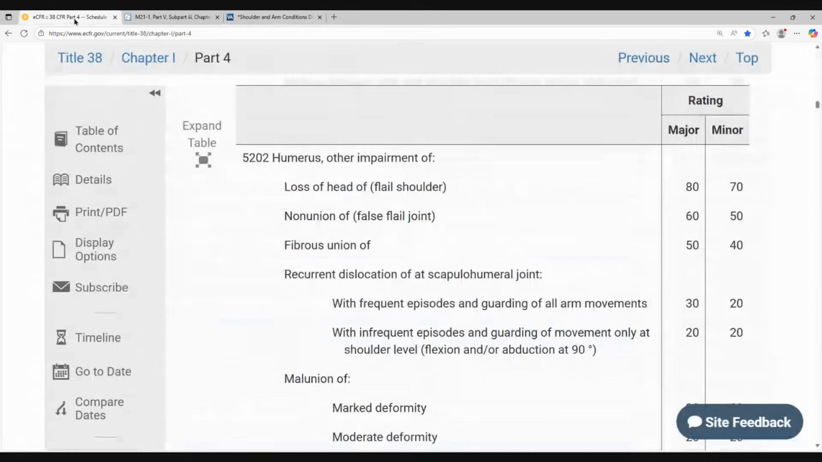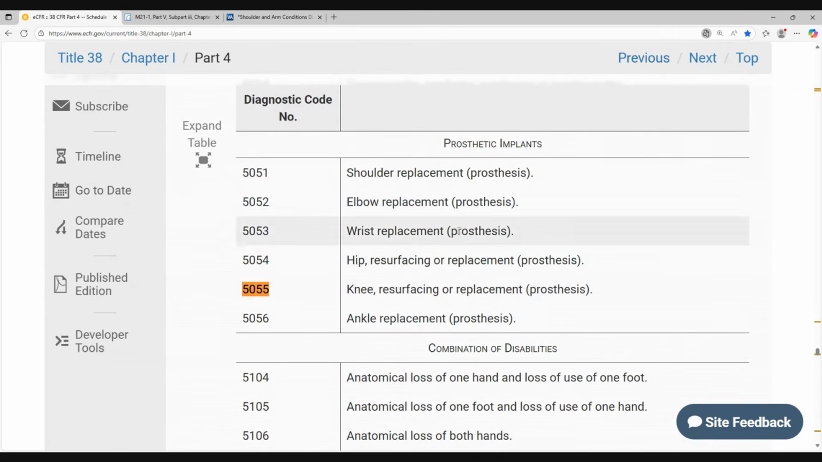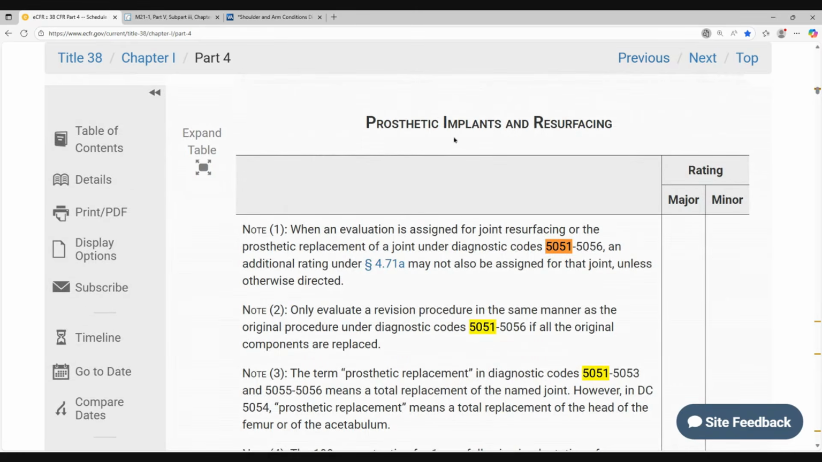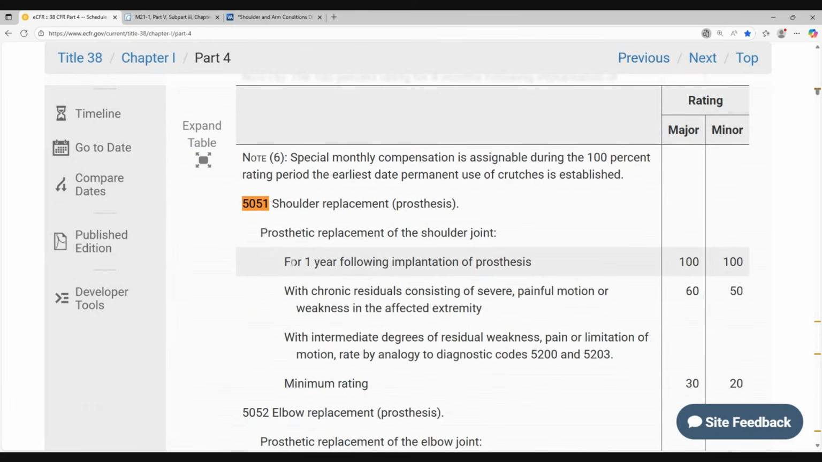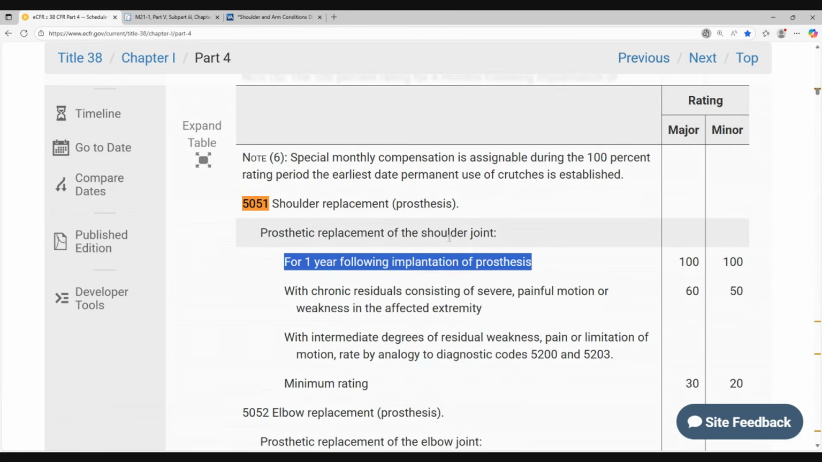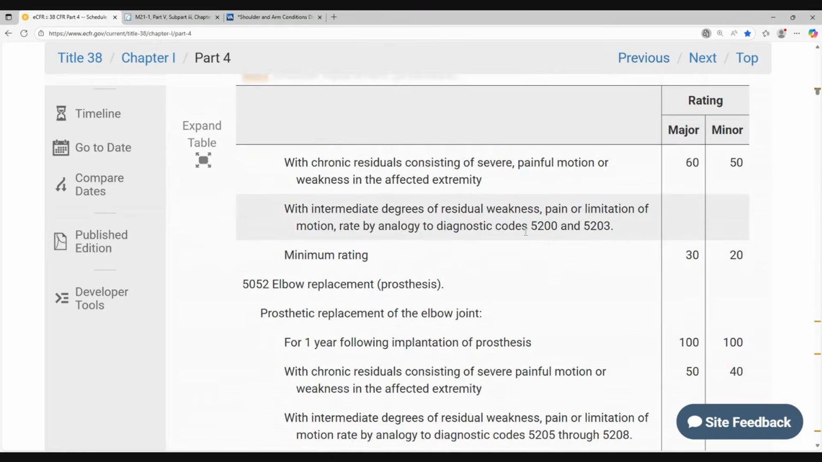And shoulder convalescence, we're going to go for 50-55. This will at least take me to the section. So I want shoulder 50-51. If you were to have some kind of resurfacing done or a shoulder replacement, that gives you 1 full year of convalescence if you have a complete total shoulder. And then after that 1 year, we rate residuals.